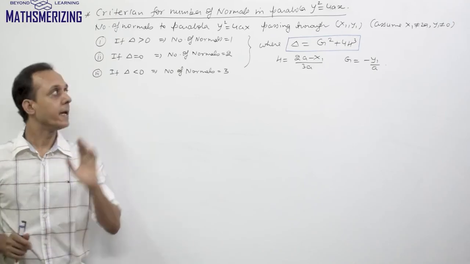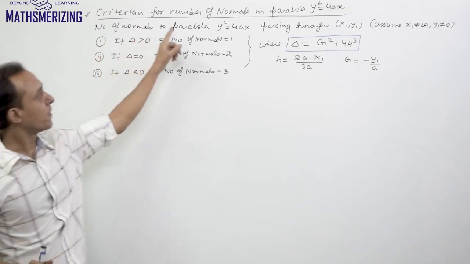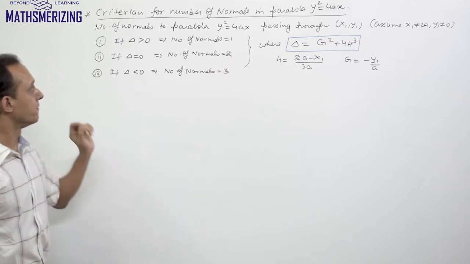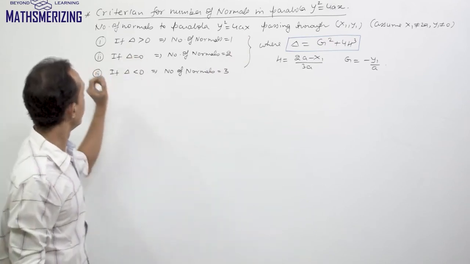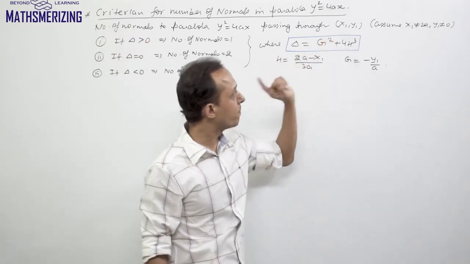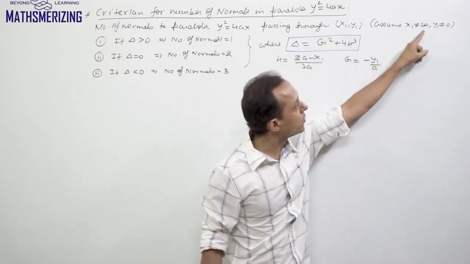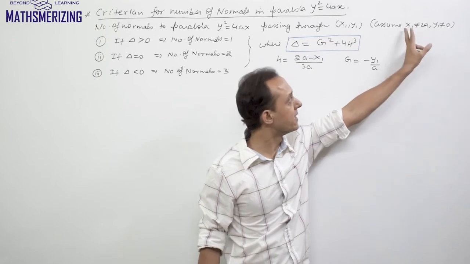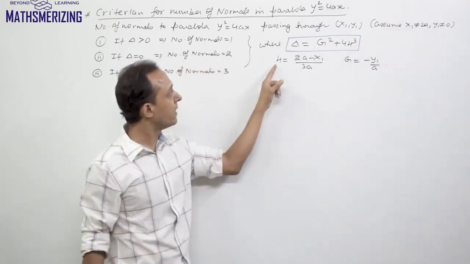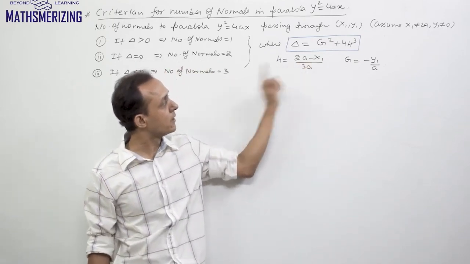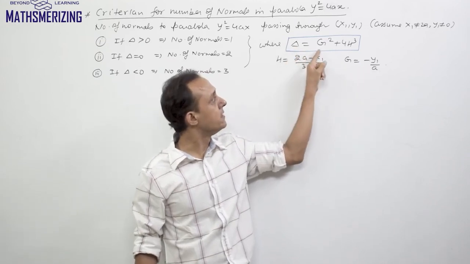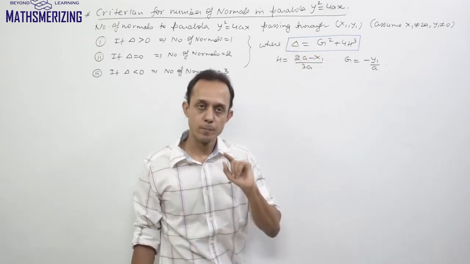If you have ever wondered if there is a general formula for the number of normals to a given parabola y square equals 4ax, yes, there is a formula for that. So if you have a parabola y square equals 4ax, and we have to find the number of normals that can be drawn through the point (x1, y1), where x1 is unequal to 2a or y1 is unequal to 0, because that is a very trivial case. So we are considering a general case. In this case, we'll let h be 2a minus x1 upon 3a and g be minus y1 upon a, and we'll define delta as g square plus 4h cube.